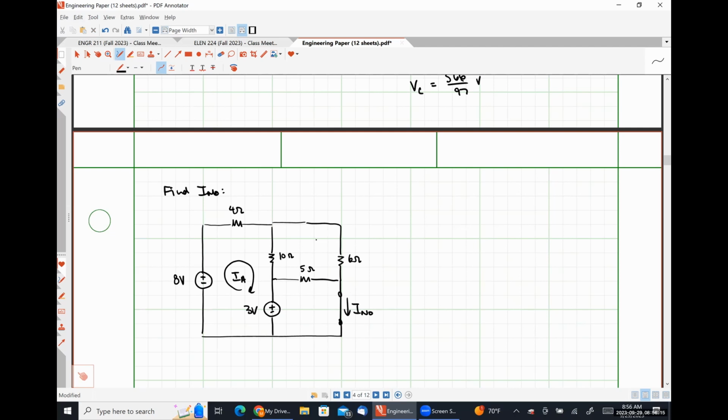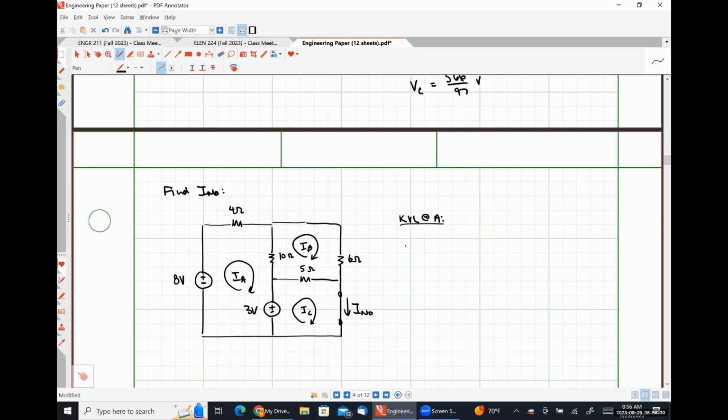Let's call this A, B, and C. I don't have any current sources, so I'm just going to do KVL at A, B, and C and call it a day.